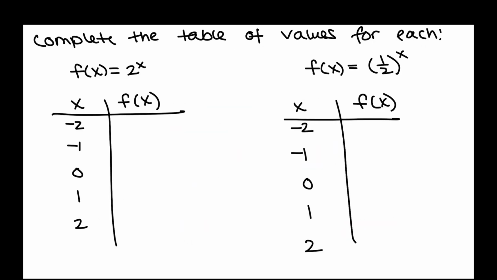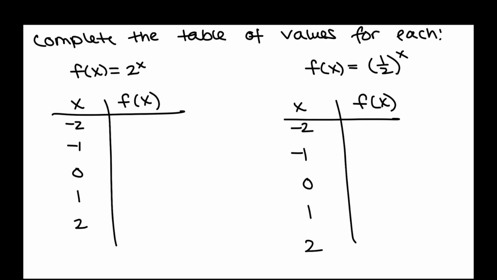All right, so earlier I mentioned that we have exponential growth if our base is bigger than 1, exponential decay if our base is smaller than 1. So let's compute tables of values for f of x equals 2 to the x and f of x equals 1/2 to the x. And then we're actually going to graph both of these functions and make some generalizations about the graphs of exponential functions.